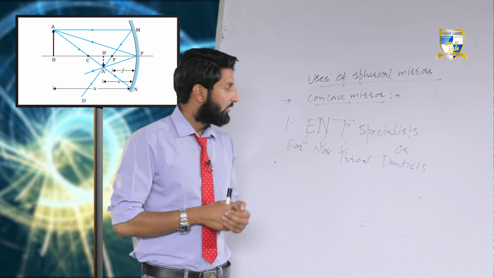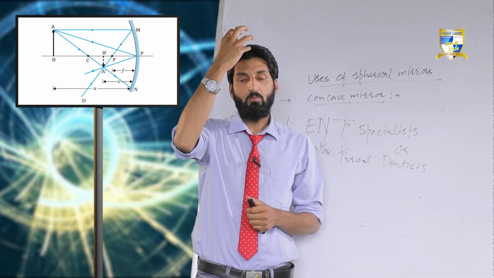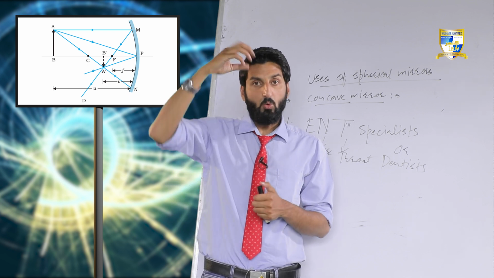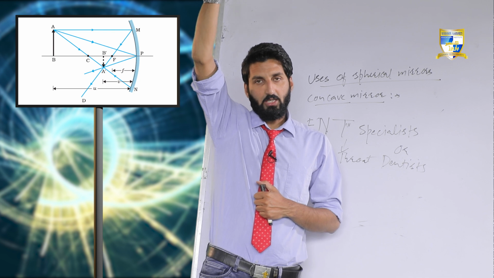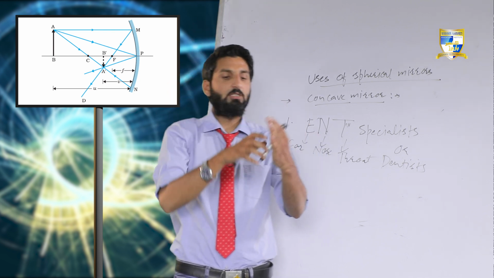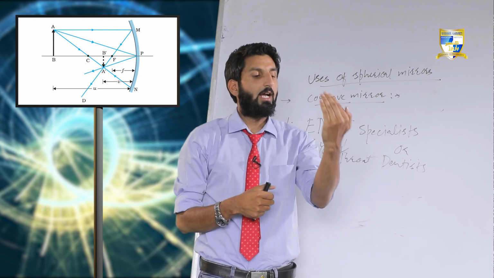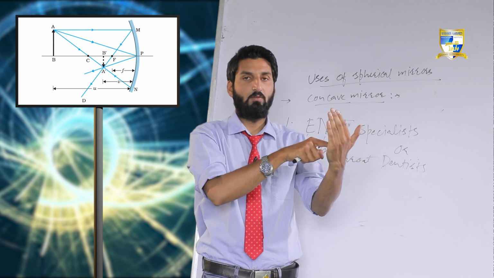What does the doctor do? He places a helmet over his head, over which a concave mirror is fixed. Now over the head a bulb is placed. Like this, there is a bulb over the head of a doctor, ENT specialist. When the patient sits in front of a doctor like this, he has opened his mouth, the doctor has to observe the tooth of a person.